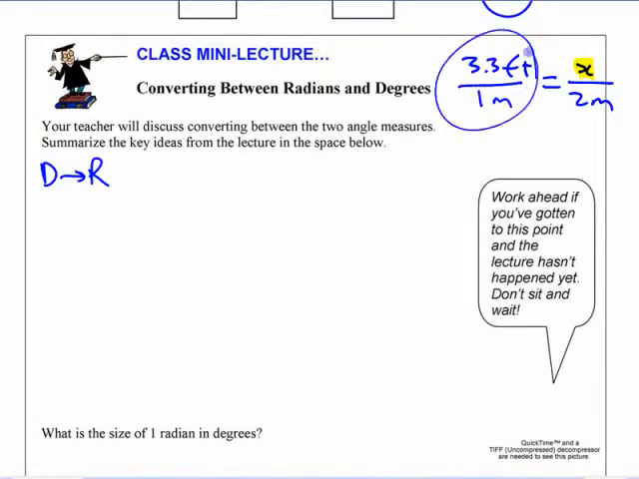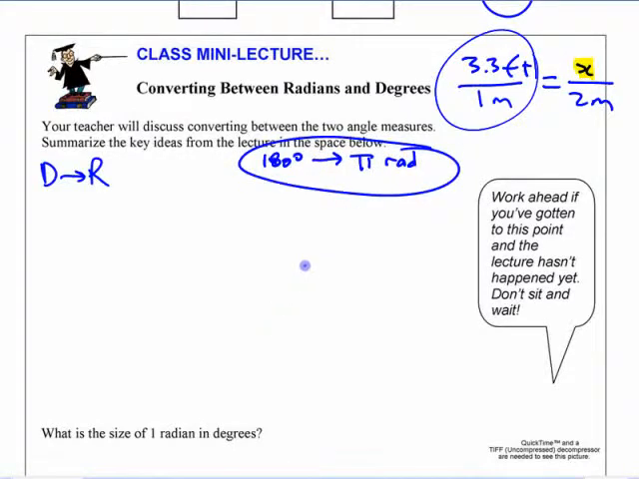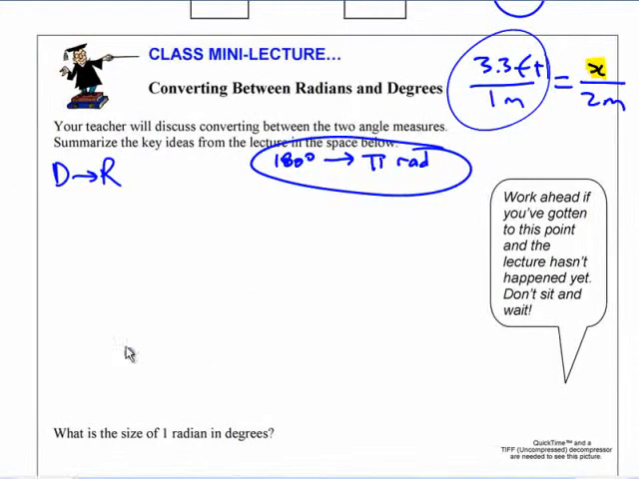Some of you will just learn the conversion factor and then just multiply or divide accordingly. For this, the conversion factor is 180 degrees is pi radians. That's the conversion factor you need to know. So if you want to convert, let's do, I don't know, some random number here, 73 degrees to radians.